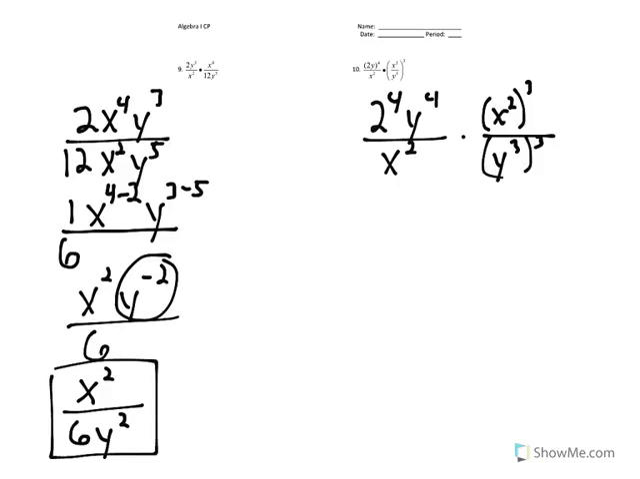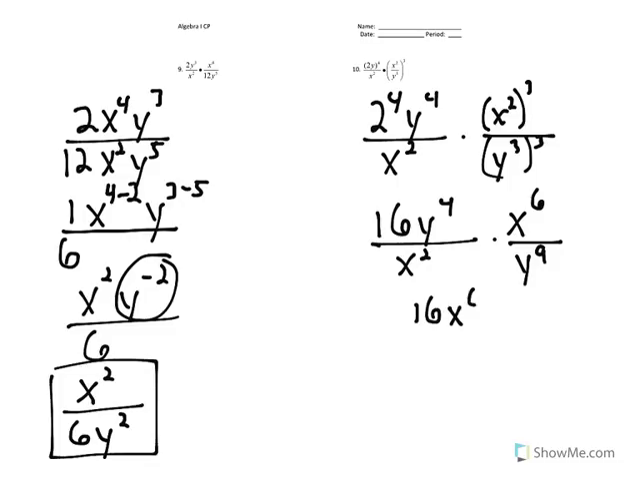Okay, so I'm going to evaluate 2 to the 4th is 16, y to the 4th over x squared, times x squared cubed, multiply the 2 and the 3, so we get x to the 6th. And then the denominator, y to the 9th. Now we can multiply straight across. We get 16 x to the 6th, y to the 4th, so the order there doesn't matter. I'm just putting my x first and my y second. And then we have x squared over y to the 9th.